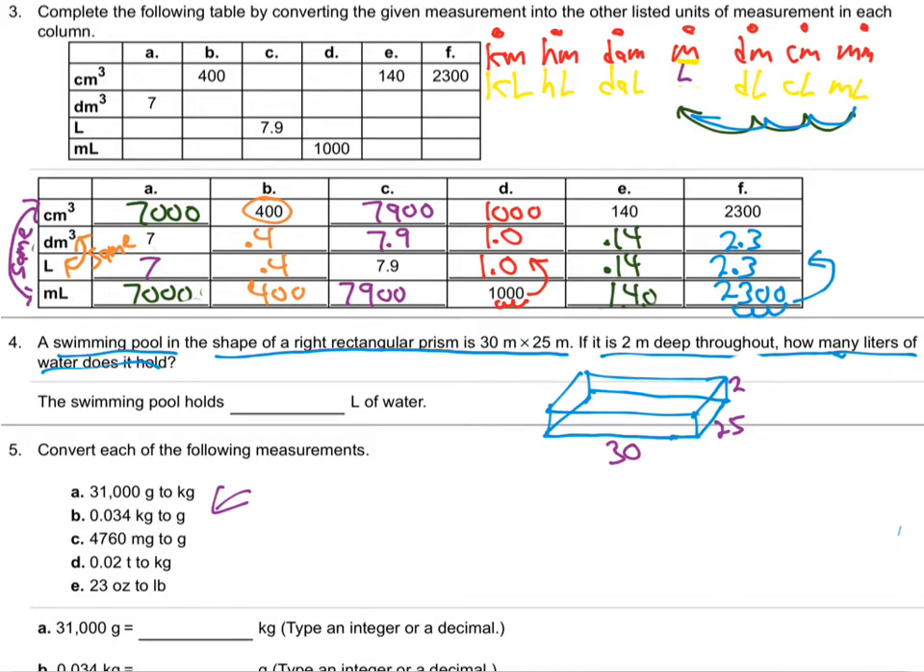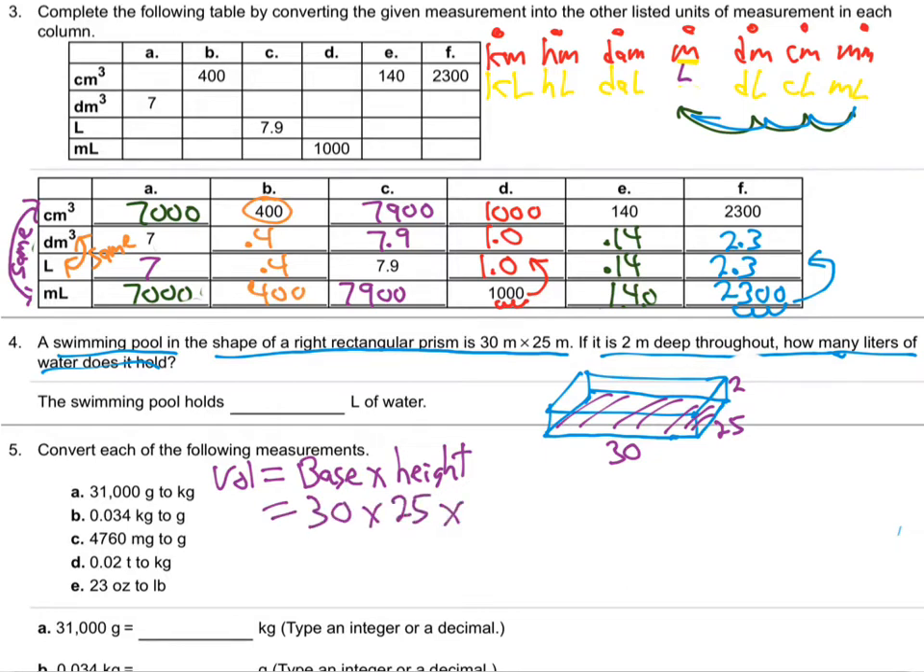So how much water? Well, remember the volume of a shape that comes straight up, any three-dimensional object that has the same shape on the ground and on the top, is the base times the height. So what's the base? The base is this rectangle that's on the ground. So that'd be 30 by 25 times the height, which is 2.